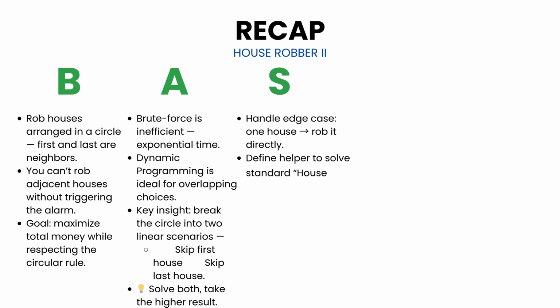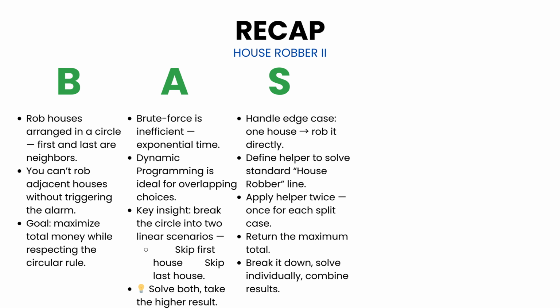Structure recap. The plan was clear. Handle the edge case for a single house, define a helper function to calculate the best loot in a straight line, and apply it twice, once for each scenario. Finally, return the maximum of the two outcomes.